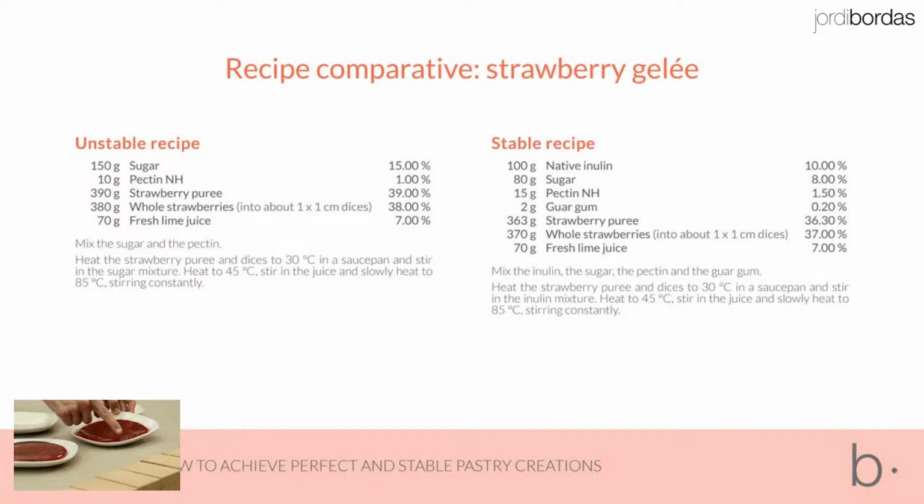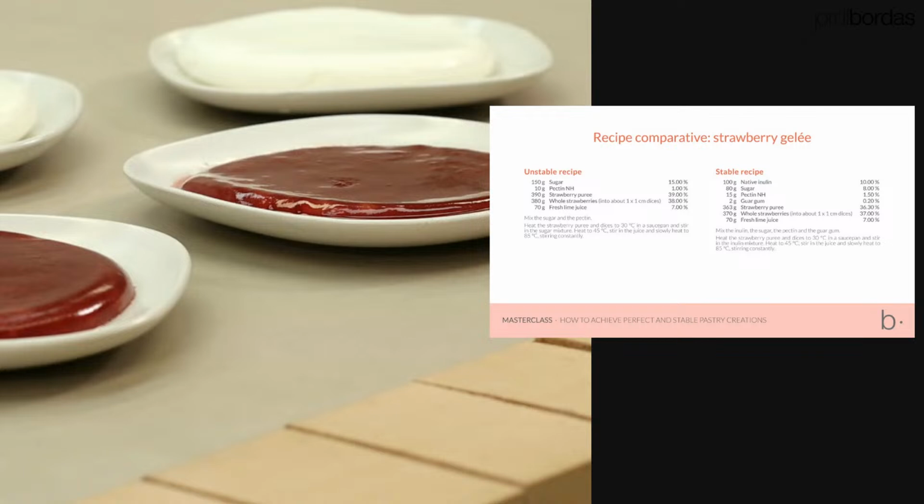Okay, here we have water leaking out. In that recipe, we don't have water leaking out because it's more stable. What is the difference between these two recipes? Okay, in the unstable recipe, we have sugar 15%, pectin 1% as our gelling agent.